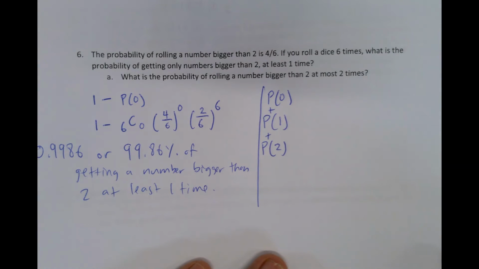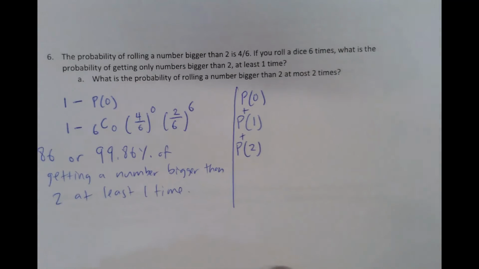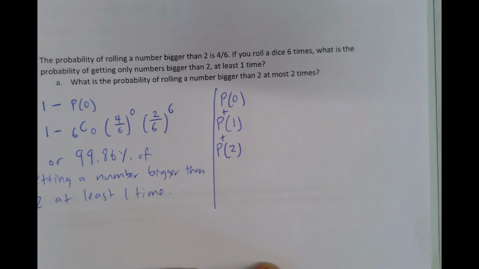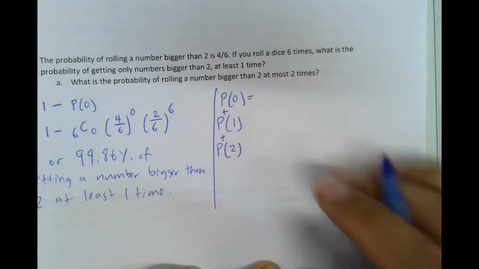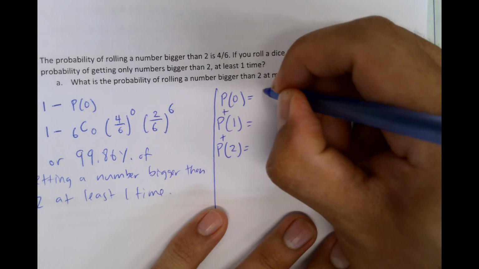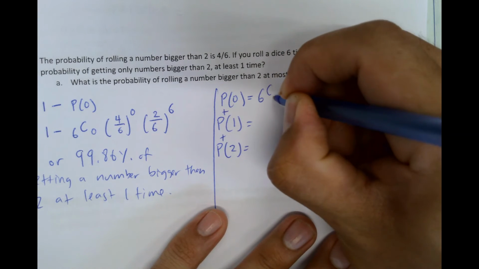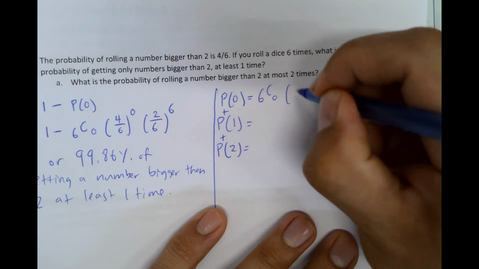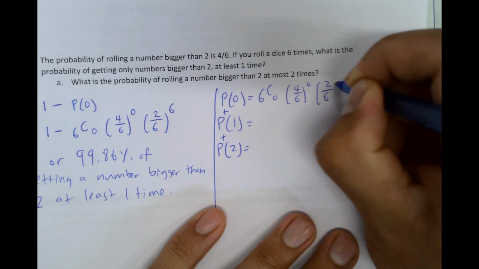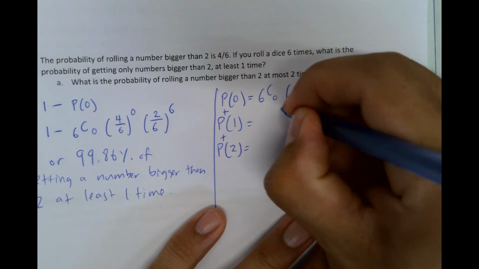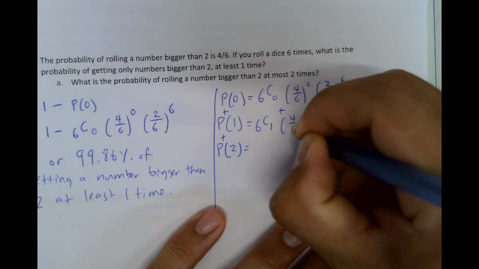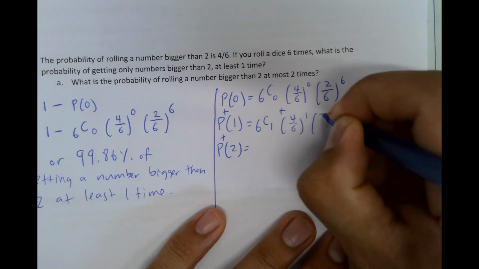So sometimes it's just easier to calculate all the probabilities and just add them together. In this scenario, that is the case. Okay. You could just set this up as 6C0 times 4/6 to the 0 power times 2/6 to the 6 power. You're going to add this to 6C1, 4/6 to the 1 power, 2/6 to the 5th power.